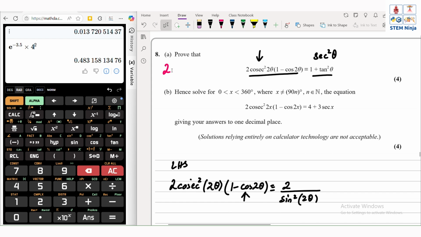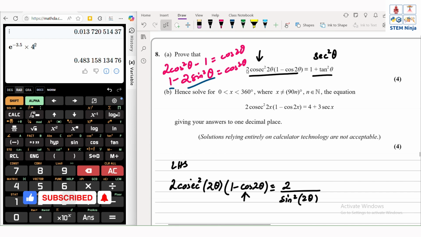One form is 2 cos squared theta minus 1 equals cos 2 theta. The other one is 1 minus 2 sine squared theta equals cos 2 theta. So, which one should we use? Since we want cos squared left in the denominator, we need to cancel out the sine component. So that means this is the one we will use. So 1 minus cos 2 theta becomes 2 sine squared theta.